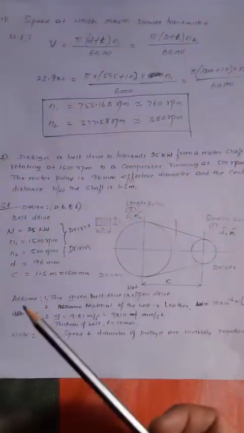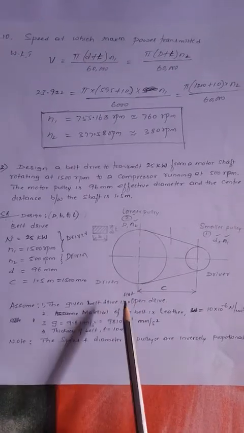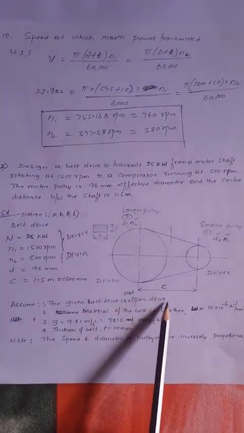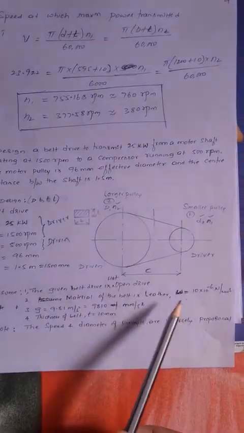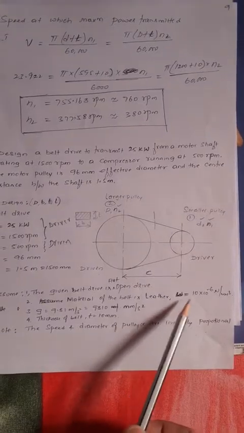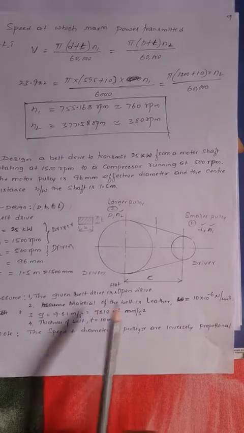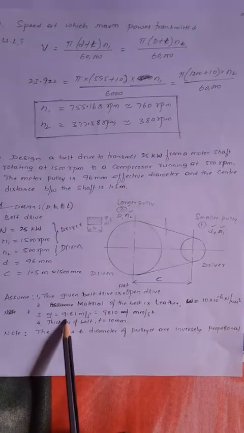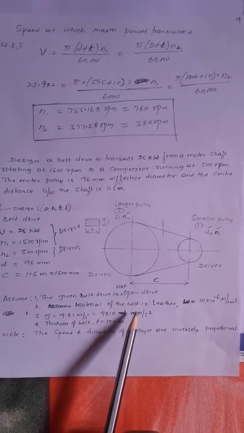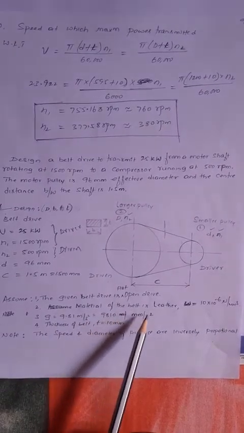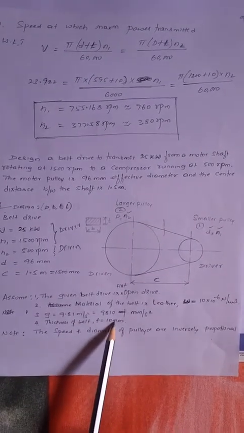Compared to the previous problem, some of the data is not given. What are the data? The given belt drive, you assumed it as a flat open belt drive. The belt material is not given; we should assume the belt material is leather. The specific weight of the belt is 10 into 10 to the power of minus 6 newton per mm cube. And g, as you know, the acceleration due to gravity, is 9.81 meter per second square, that is 9810 millimeter per second square. The thickness of the belt is not given, so assume it is 10 mm.